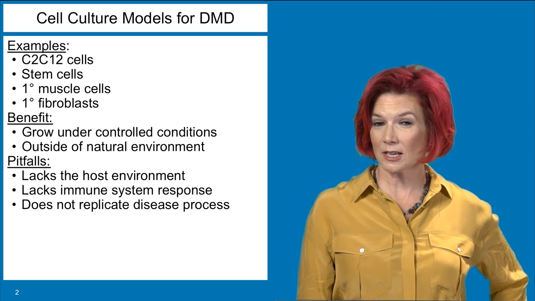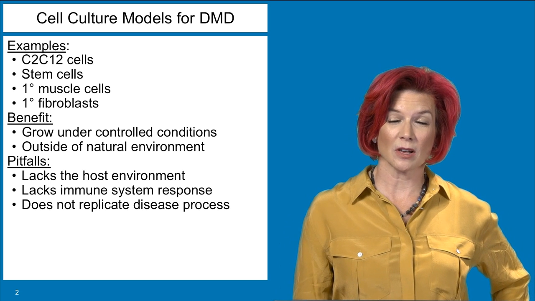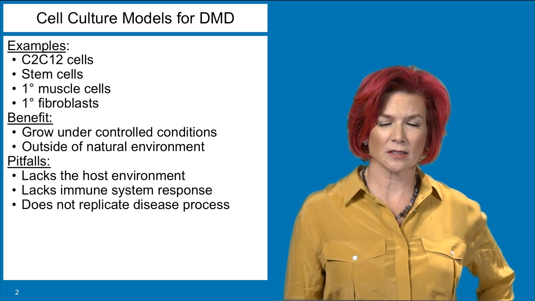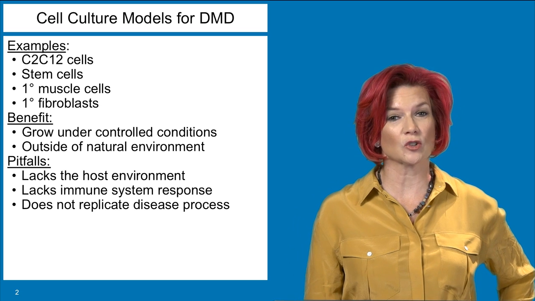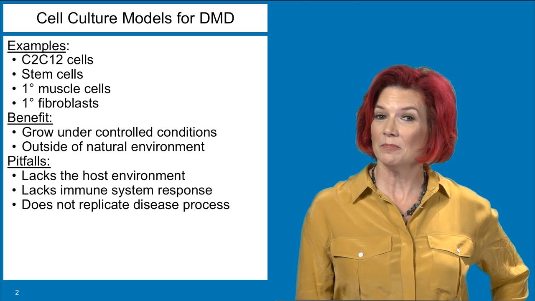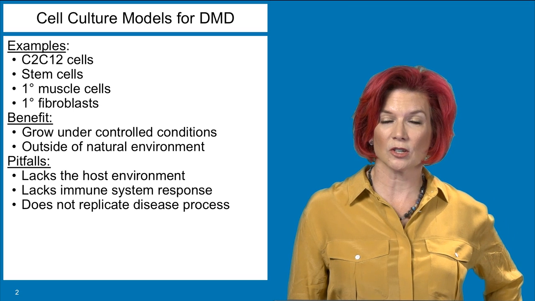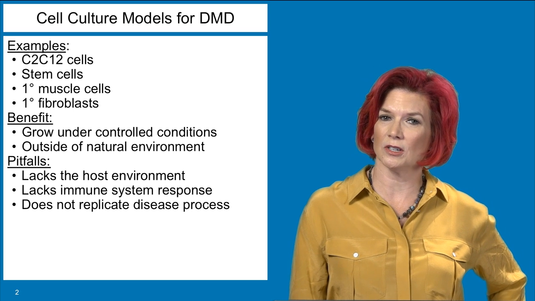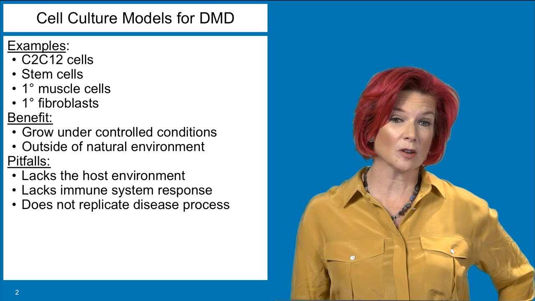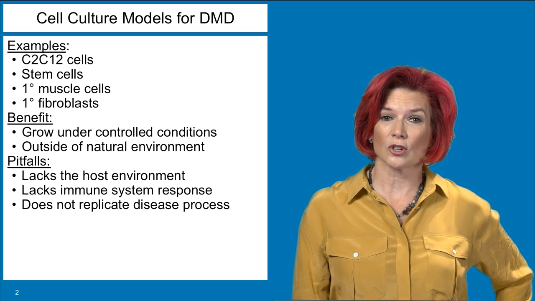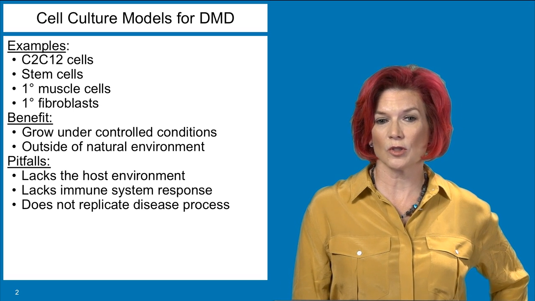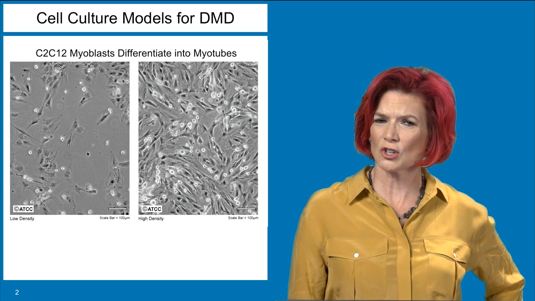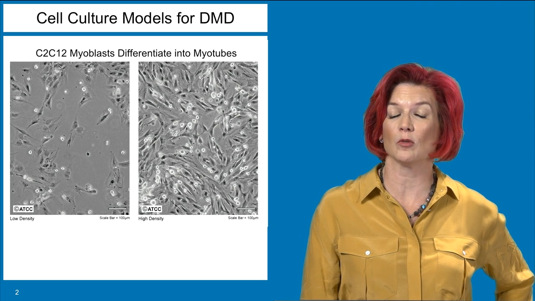There are also stem cells that can be grown in culture, and also primary muscle cells isolated from a variety of sources, as well as primary fibroblasts taken, for instance, from the skin that can be transformed into muscle. There are many benefits of using a cell culture model to investigate Duchenne muscular dystrophy, some of which are that they grow very easily under controlled conditions and outside the natural environment. But as you can imagine, there are pitfalls. The cells in culture don't mimic the disease conditions or the immune system responses that are so much a part of this disease.